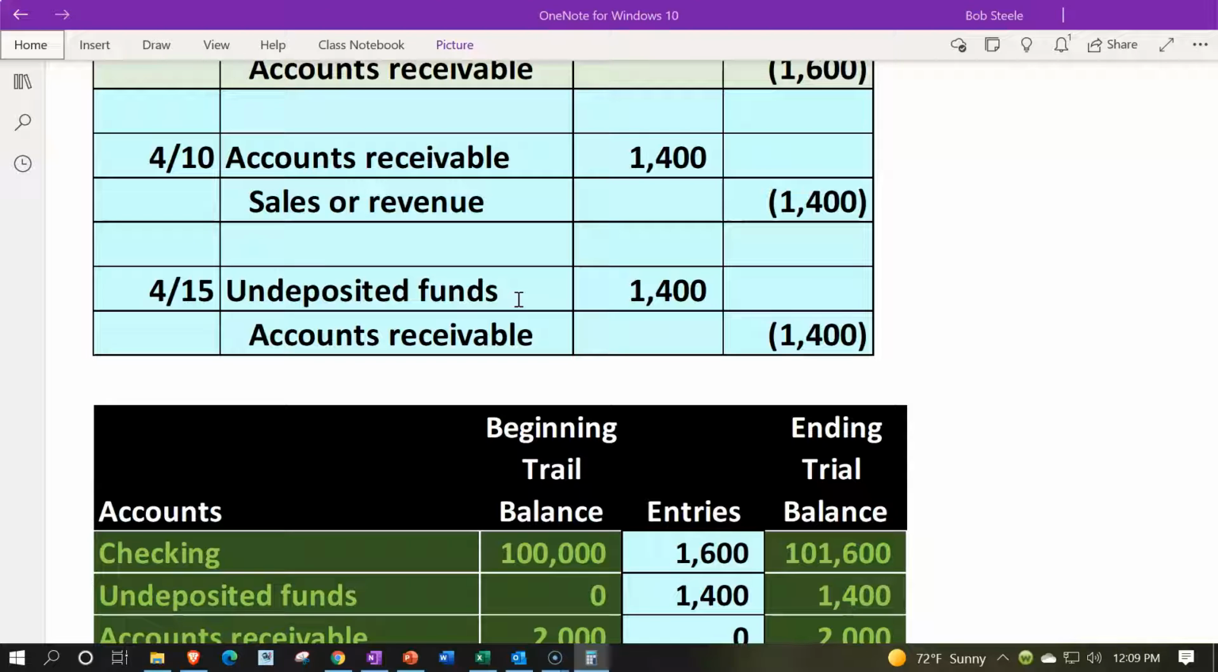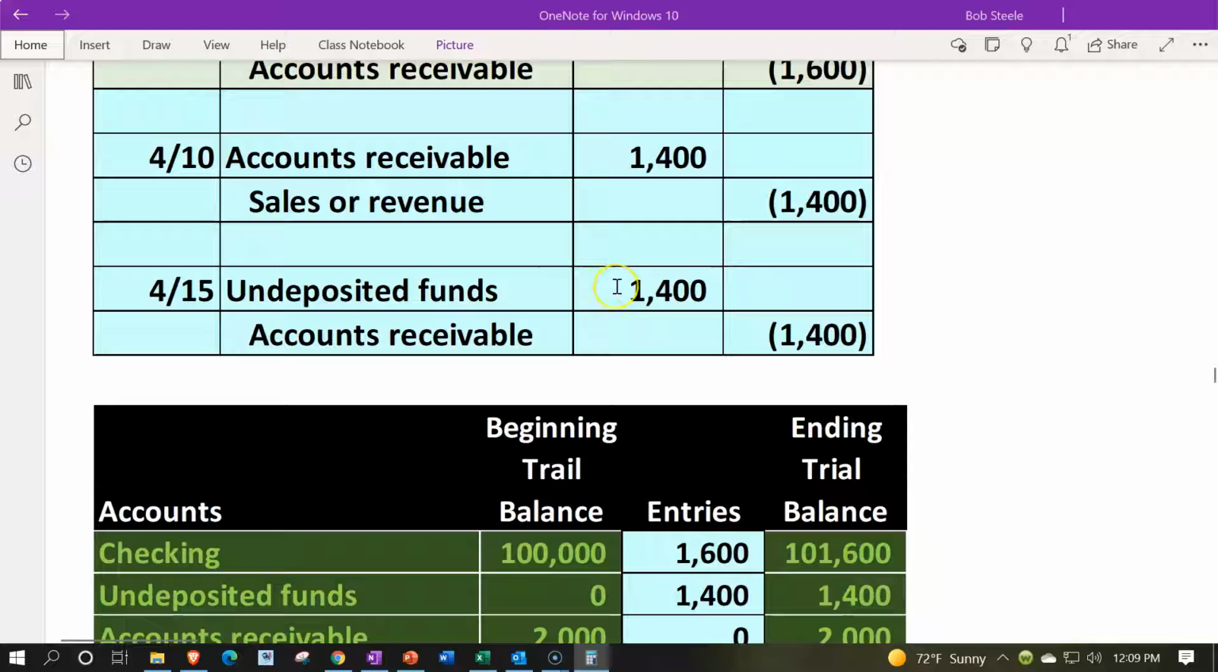So we're going to increase the undeposited funds. It's basically a cash account, but not yet in the checking account. Also note that in QuickBooks, undeposited funds is not a cash or checking type of account. They put it in other current assets because it doesn't act like a cash account, meaning it doesn't have bank fees related to it or anything like that.